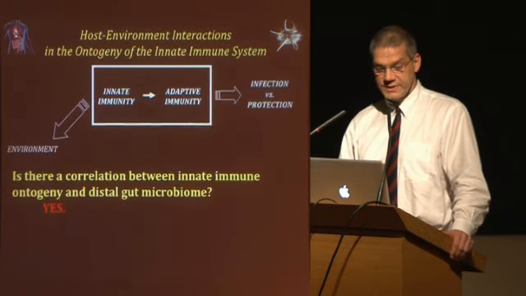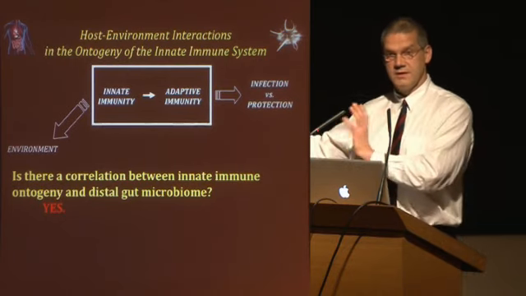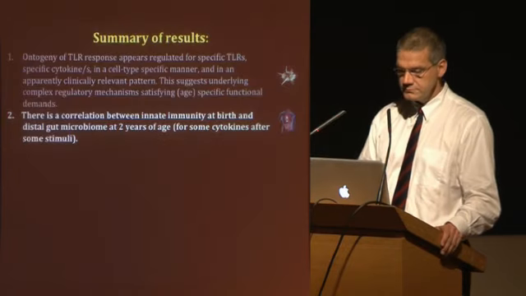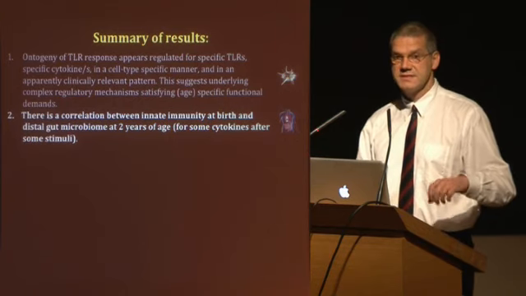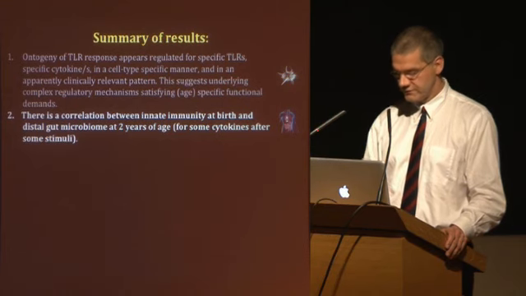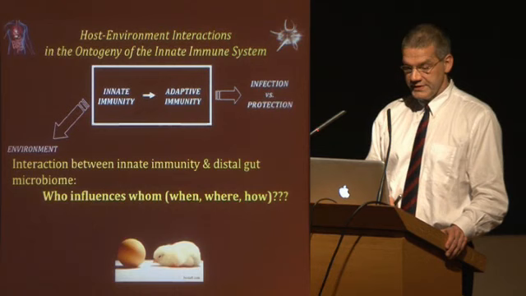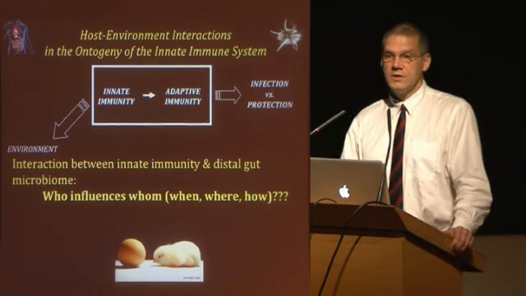So the answer to our question, whether there is a correlation between innate immune status at birth and gut microbiome at 2 years of age, is yes. Although it has to be specified that this is true only for some cytokines after some stimuli. That's not true for every cytokine after every stimulus, and certainly not for all the OTUs that we had on the chip.